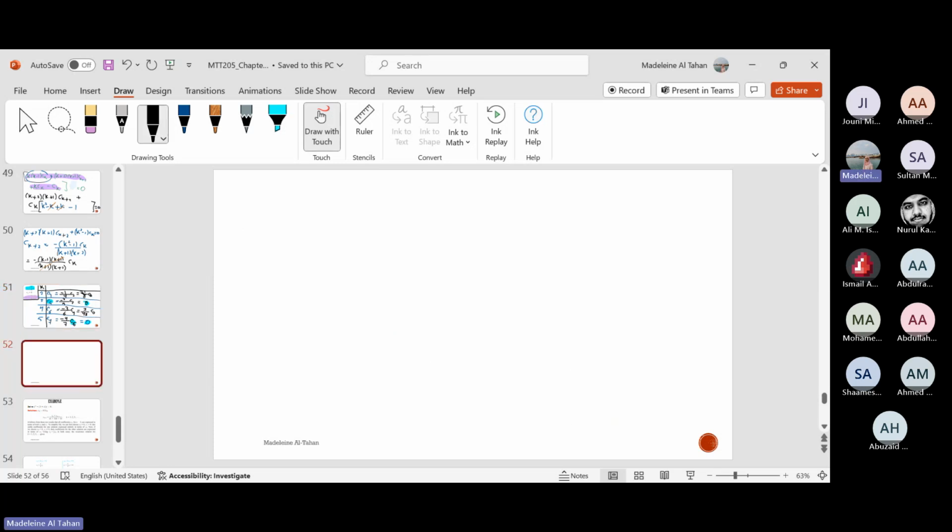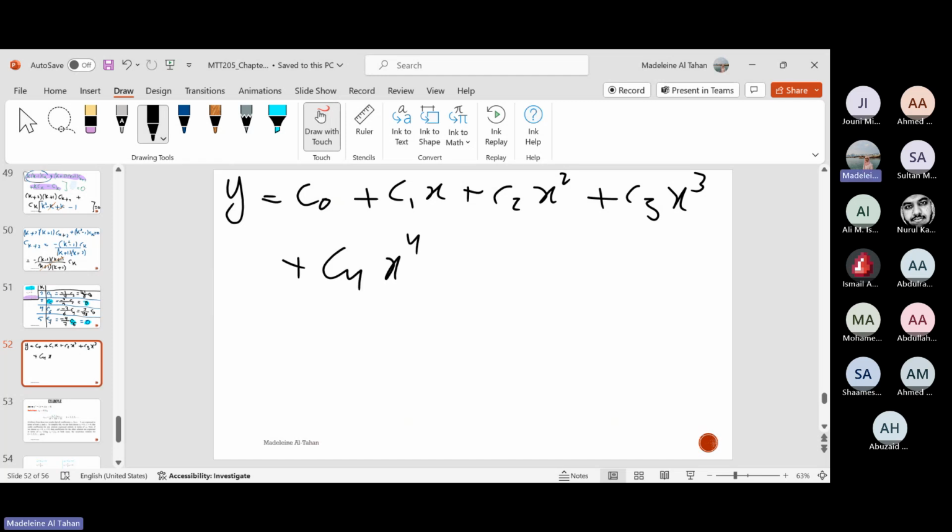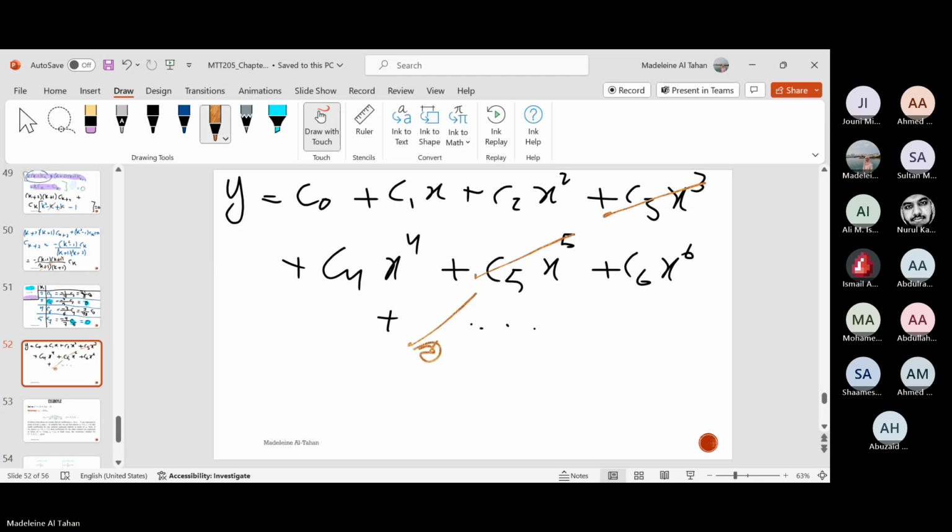And now we will write the solution in this way. Y equals C0 plus C1x plus C2x squared plus C3x cubed plus C4x^4 plus C5x^5 plus C6x^6 plus, what are the zeros, miss? C3 is 0, right? And C5 is 0, and this one, it was 0. And this one, C1x, I will keep it alone because I have it only. And C0.